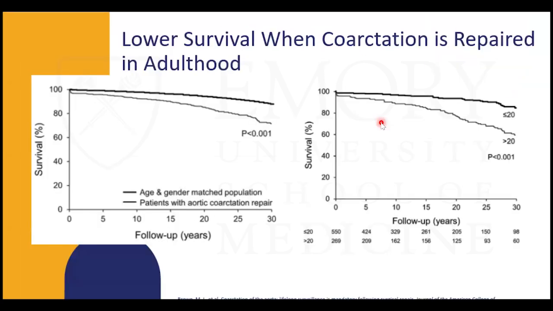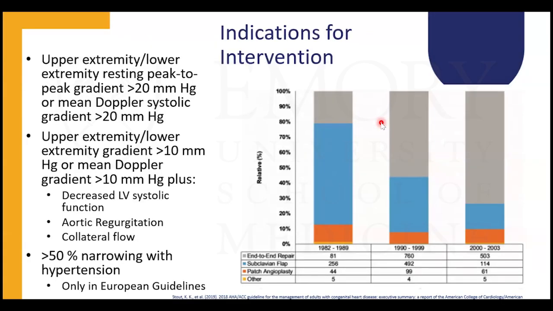Lower survival is also noted when coarctation is repaired in adulthood. And so finding these patients at a younger age can affect their overall longevity. If we look at indications for intervention, an upper to lower extremity resting peak-to-peak gradient of greater than 20 millimeters of mercury, or 10 millimeters of mercury if you have decreased LV systolic function, aortic regurgitation, or collateral flow. The European guidelines include a 50% narrowing with hypertension, but the US guidelines do not.